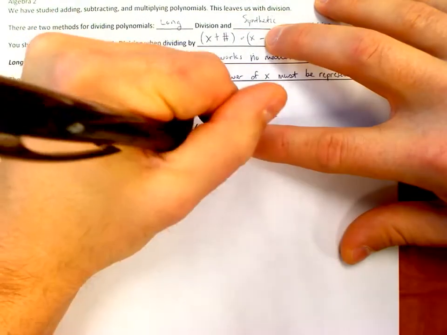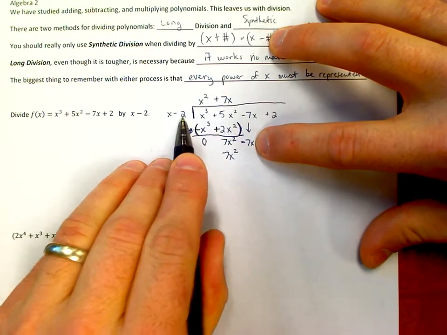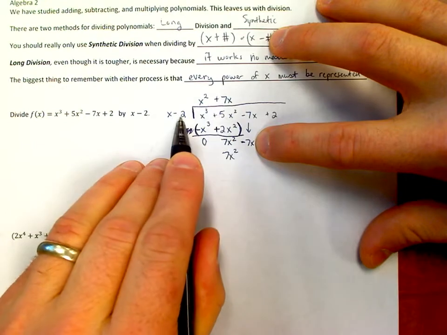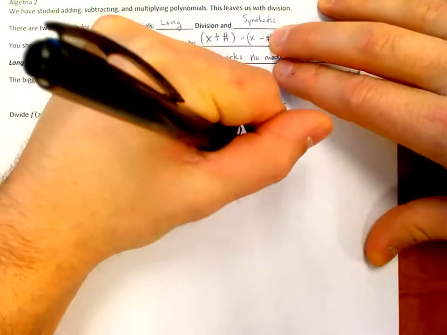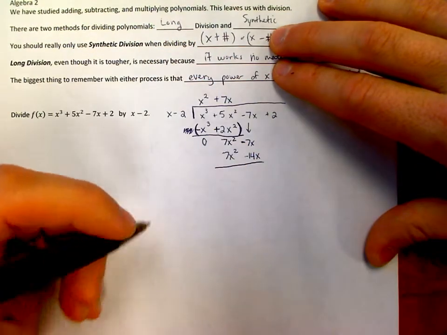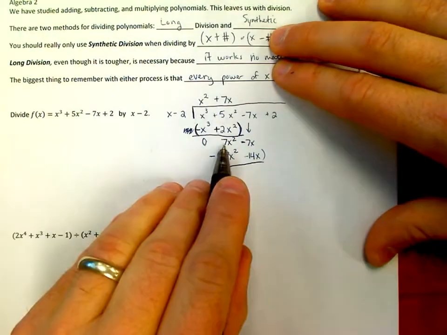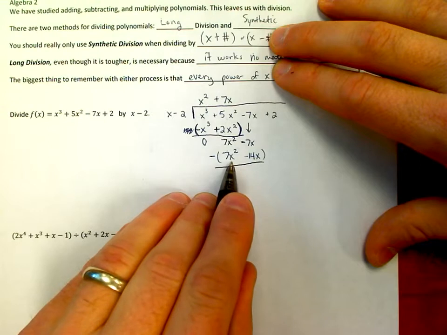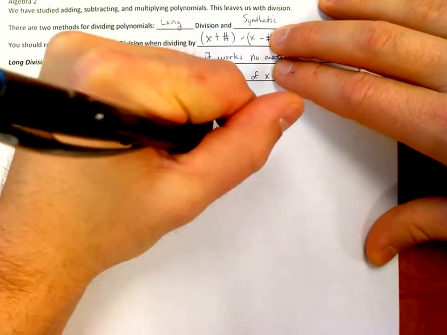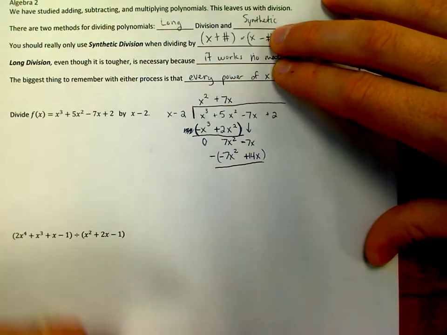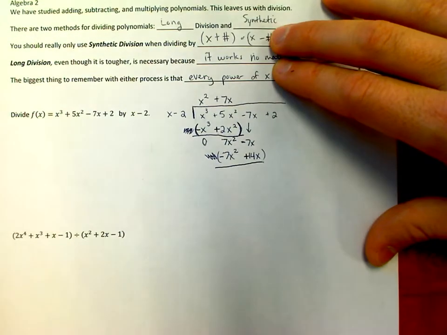7x times x gives me 7x squared. 7x times a negative 2 gives me negative 14x. I draw a line. I'm going to subtract the whole thing, okay? I'm going to subtract everything here. I can either think of it as 7x squared minus 7x squared, or I can go through and flip the signs and I eliminate this guy here so I don't have to worry about it. And now I add, which I think is easier.